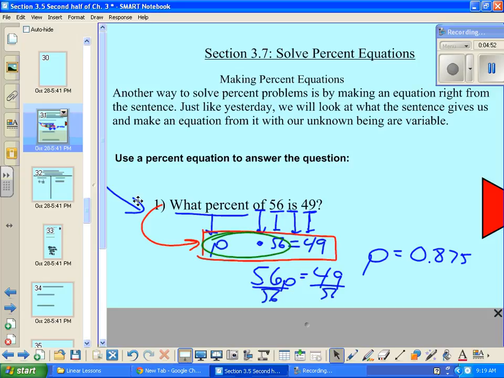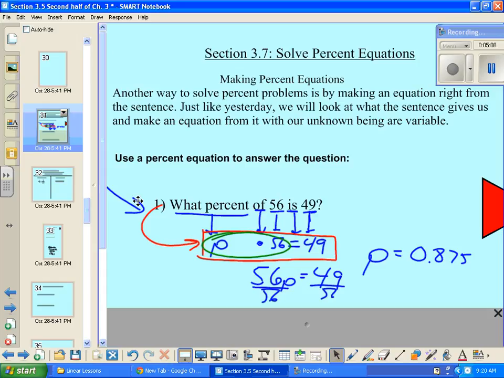Here's what I mean, though, in terms of the proportion method being a little more straightforward with our answer. And with the equation method, now I have to maybe analyze a little more with my problem. Double checking again, 49 divided by 56, yep, that is 0.875.